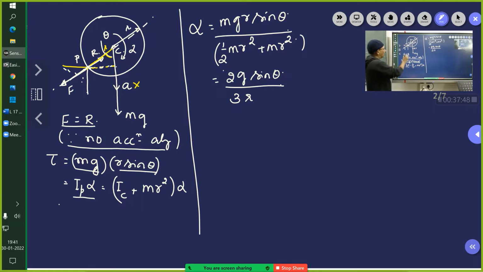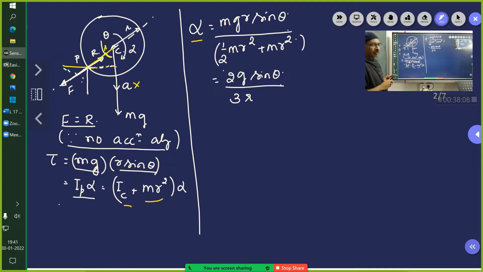Now IP at this point will be equal to IC, because they have told it is a cylinder, IC plus MR square using the parallel axis theorem, into alpha. We get this, and since everything is here, alpha has to be filtered out. Alpha is filtered and written, and this is the answer.